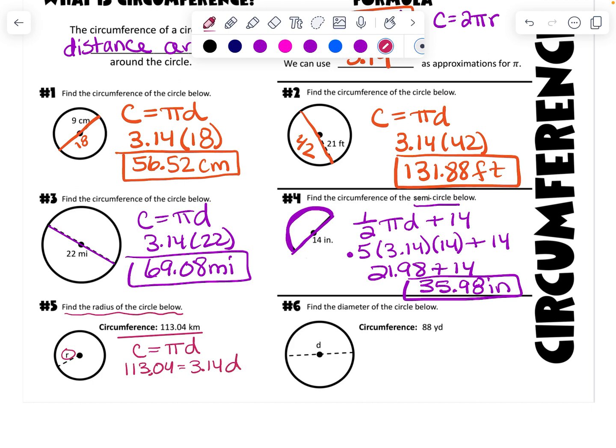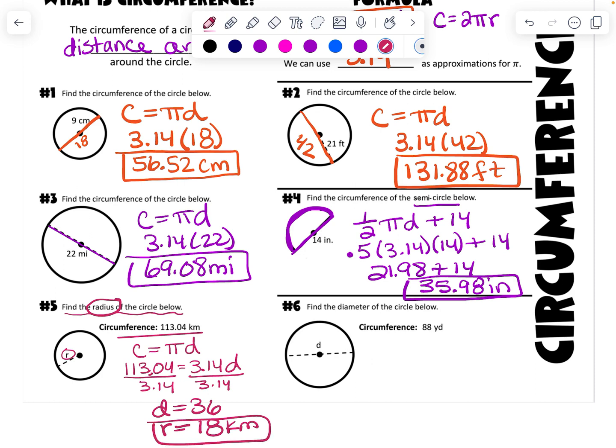Well, that's just a one-step equation. We're good at equations. Since d is being multiplied by 3.14, we'll divide both sides by 3.14. In my calculator, I'm going to put 113.04 and divide that by 3.14, and I get 36. So my diameter is 36. Is that what they wanted? No, they wanted the radius. But if the diameter is 36, the radius is half as much. So it's 18, and it would be kilometers.